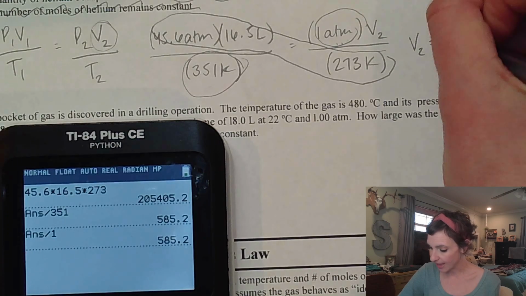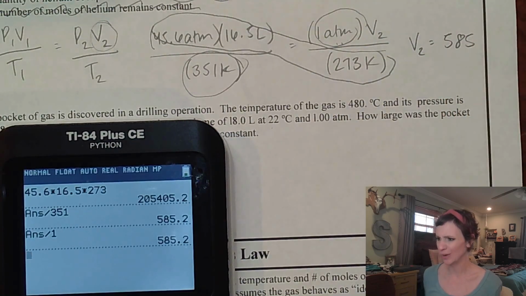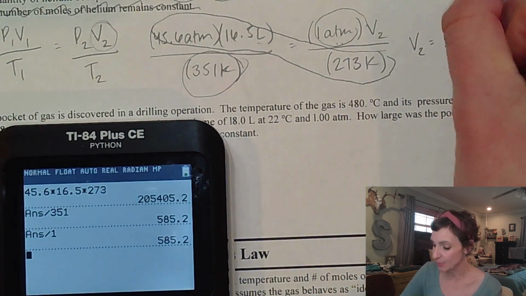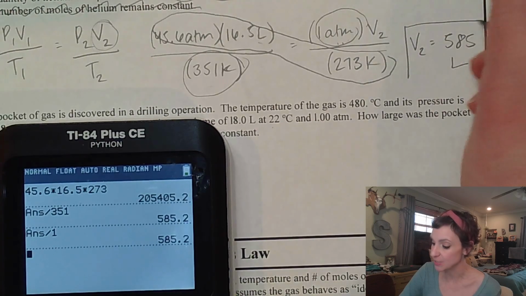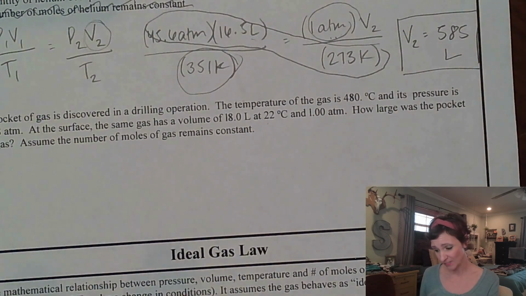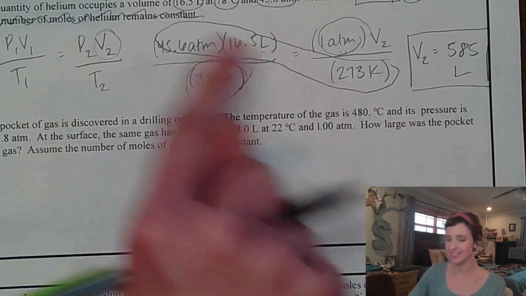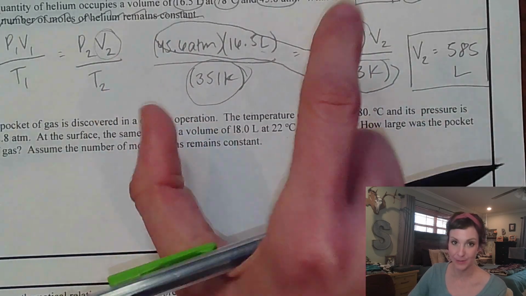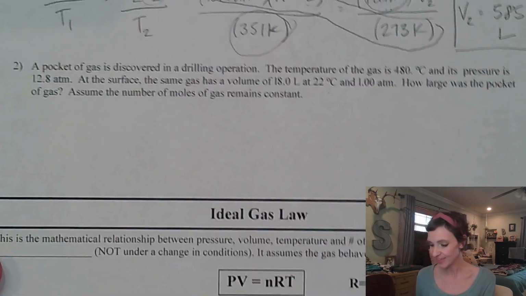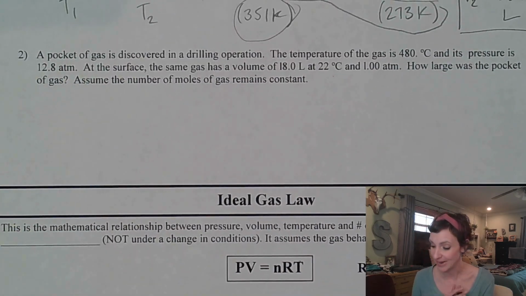So I have 585. Well, what are the units for this? Well, my first volume's units were in liters, so my second volume's units must also be in liters. A little bit more numbers involved in here, a little bit more math. We can still use our baseball bat and baseball strategy, except we have a couple more balls to juggle, if you will. Okay, we've got one more practice problem with the combined gas law.